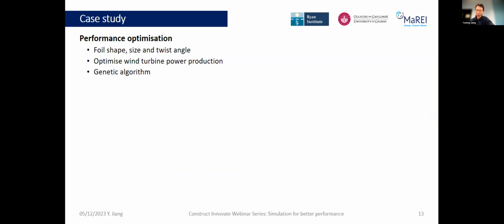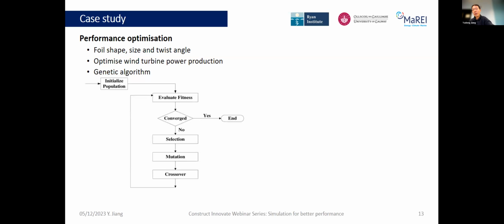The objective is to try to change the external shape of the blade, like the foil shape, size, and twist angle, to make the blade capture more energy. To do that, I used the genetic algorithm, which is a commonly used algorithm for optimization work. Here is a flowchart which summarizes the genetic algorithm.